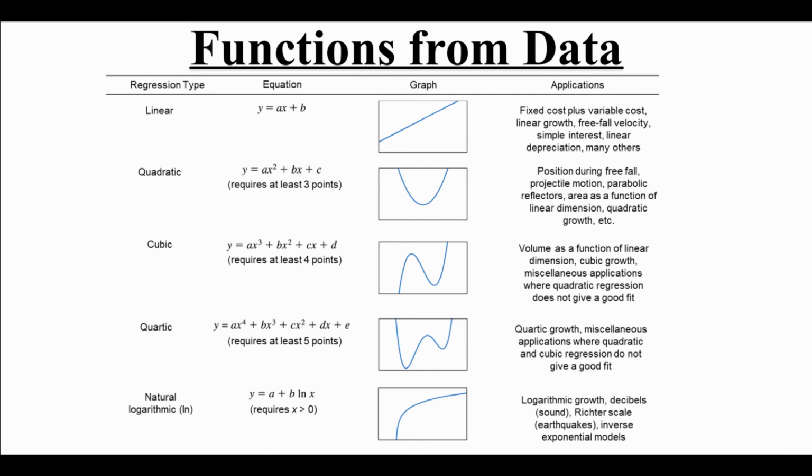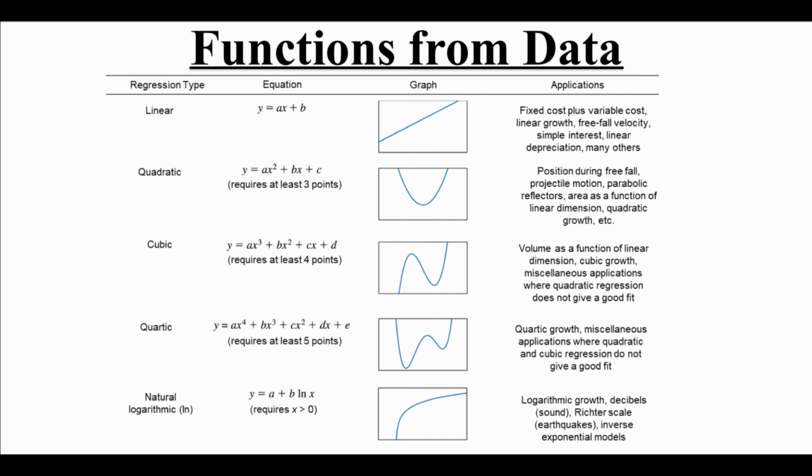So here I've got listed out some different types of regressions, what their graphs would look like, and some applications that we can use them for. So linear regressions we know give us a nice straight line. Typically we can use those for things like fixed costs, linear growth, simple interest, linear depreciation, and a whole lot of other things.